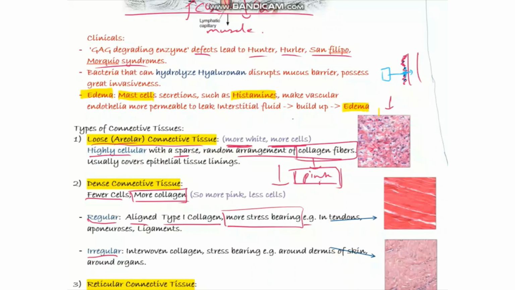It contains a lot of collagen, which gives it more tensile strength, but also because of the regular arrangement and the alignment, there is more stress bearing quality in this type of collagen.